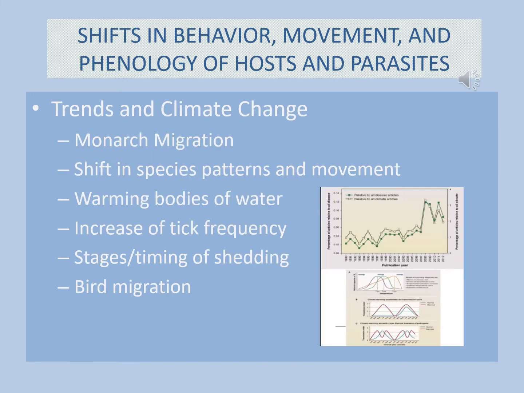Trends in climate change. Monarch migration, as well as a shift in different patterns of movement of birds, can be attributed to the warming bodies of water caused by global warming. These climate changes can increase tick frequency as well as stagings and timings of shedding. On the graph to the right, you can see that climate change accelerates transmission cycles of disease as well as builds up thermal tolerance of pathogens.